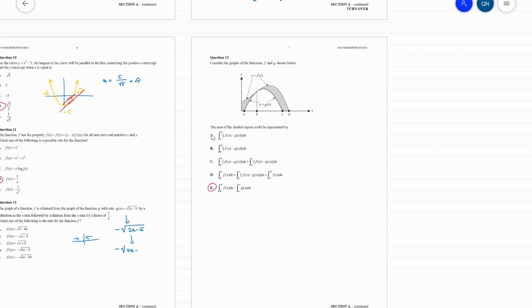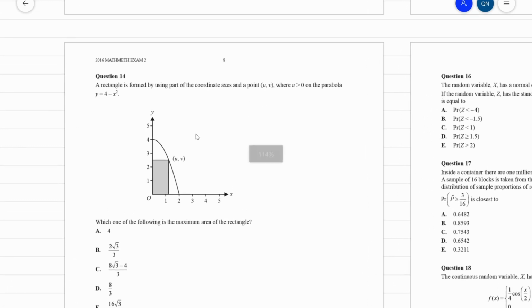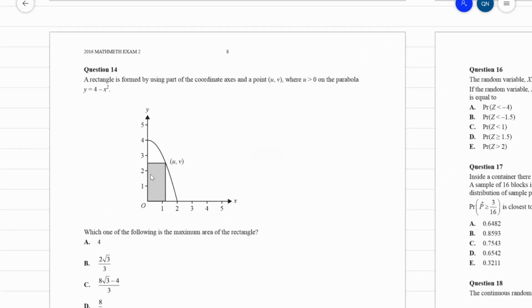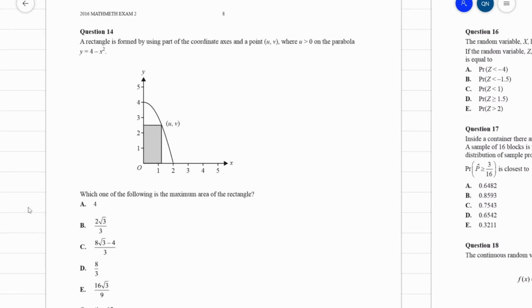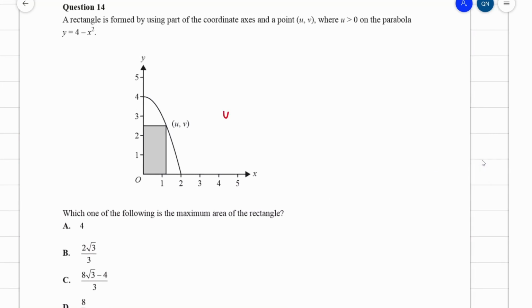Question 14. A rectangle is formed using part of the coordinate axes. U and V is a point on there. Y equals 4 minus x squared. Which one of the following is the maximum area of the rectangle? Okay, so what's the area of the rectangle in terms of U? The reason why I choose U, not V, is because V can be easily expressed in terms of U as just 4 minus U squared, because the point of V is lying on the graph, and this is the relationship between x and y coordinates. So it's u times 4 minus u squared. That's the area, and we just need to find the maximum area of this rectangle.